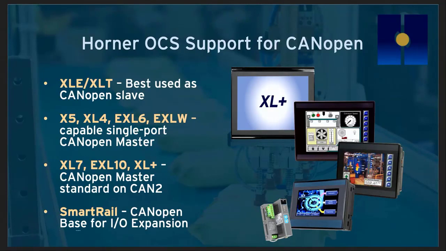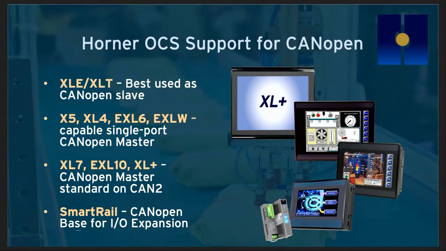Now, if you want to take it to the next level in terms of flexibility, you can go with our XL7, EXL10, or XL Plus. Those products have 2 CAN ports, and CANopen is available standard on CAN 2. So you can mix and match CScan for I/O on CAN 1, and you can add CANopen on the second CAN port for things like motion control.